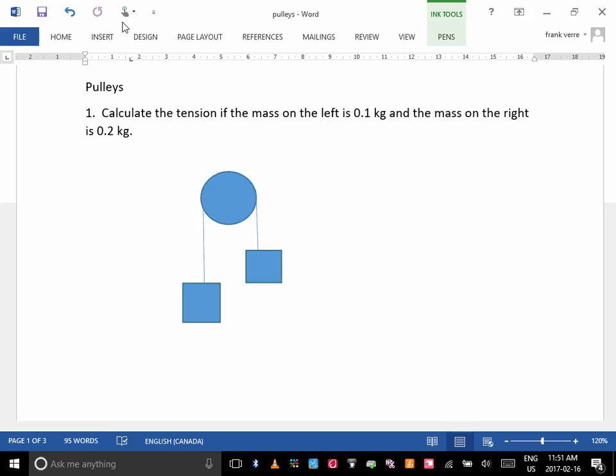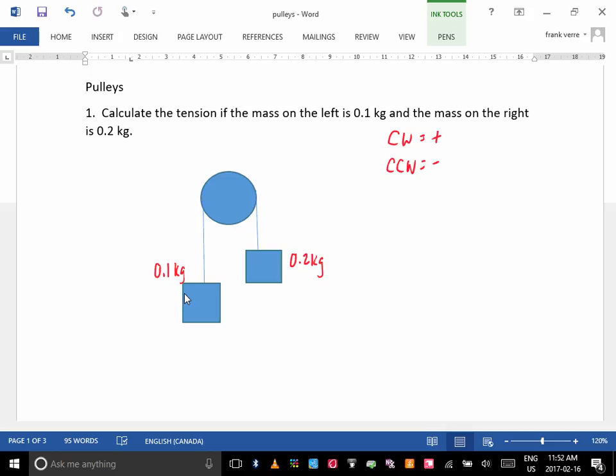You have to also, when you think about things that are rotating, think of it this way too, right? So it doesn't really matter, but we'll say clockwise is going to be positive, and we'll say counterclockwise is going to be negative, okay? And let's make the mass on the right 0.2 kilograms, and let's make the mass on the left 0.1 kilograms, okay?